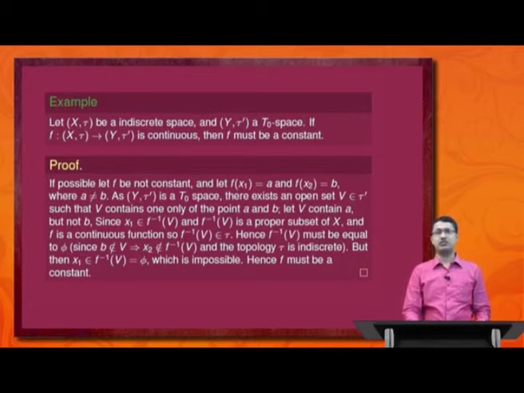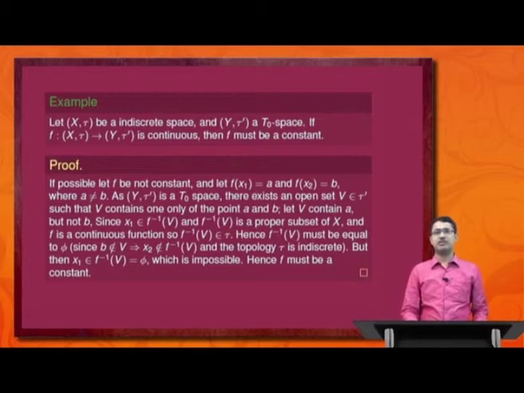That means there exist two points x1, x2 belonging to X such that f(x1) = a and f(x2) = b, where a is not equal to b. As Y is a T0 space, there exists an open set V belonging to τ' such that V contains only one of the points a and b. So V contains a but not b.